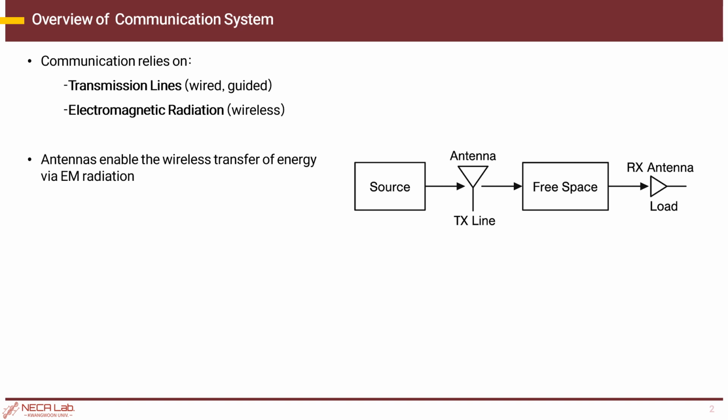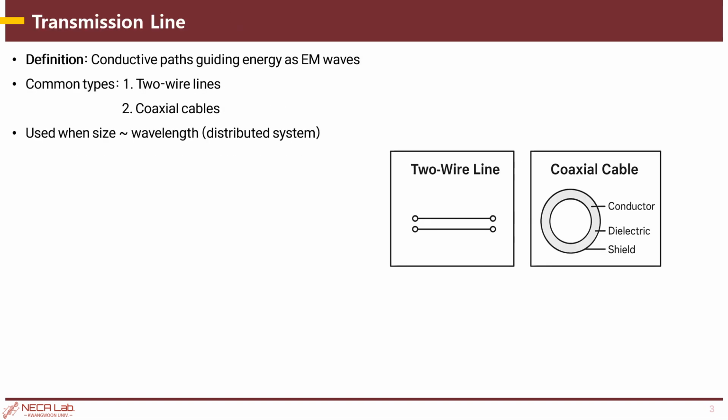As shown in the diagram, the signal starts at a source, goes through a transmission line, reaches the antenna, and from there it radiates into free space. On the other end, a receiving antenna picks up the signal and passes it to the load. So basically, antennas allow us to send energy or information wirelessly using electromagnetic waves.